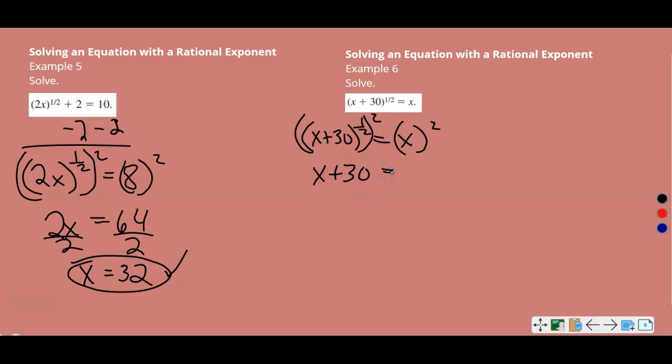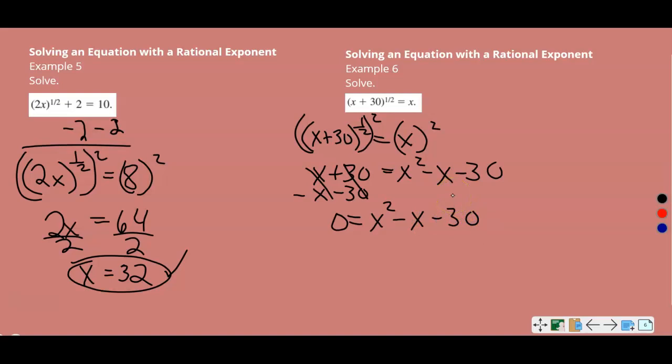And then x squared is just going to be x squared. All right, I need to subtract x and subtract 30. So subtract x and subtract 30. Move it to the other side. What you do to one side, you have to do the same thing to the other side. So now I'm going to have 0 equals x squared minus x minus 30.